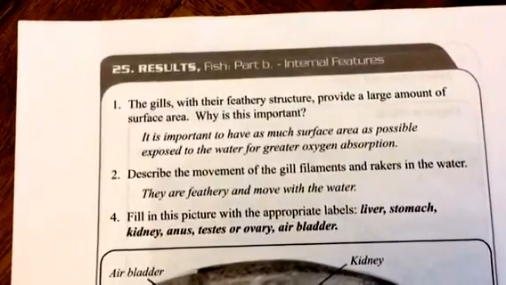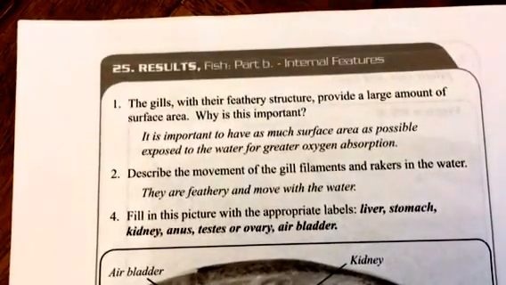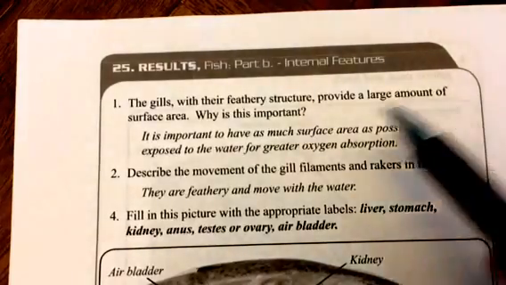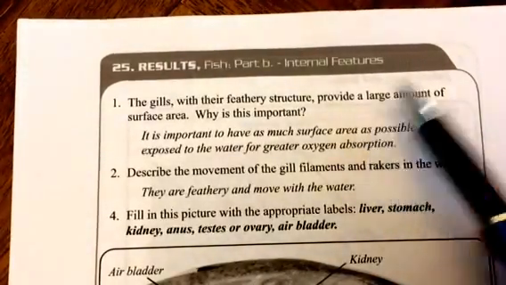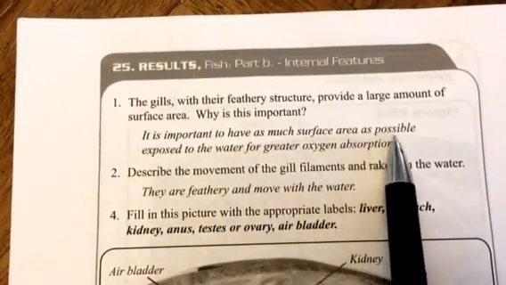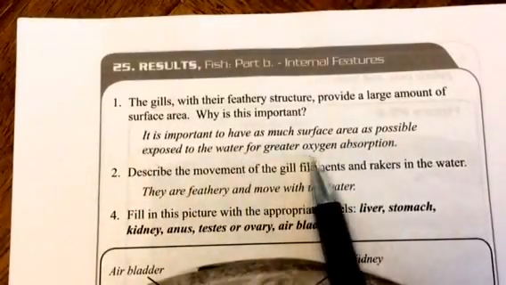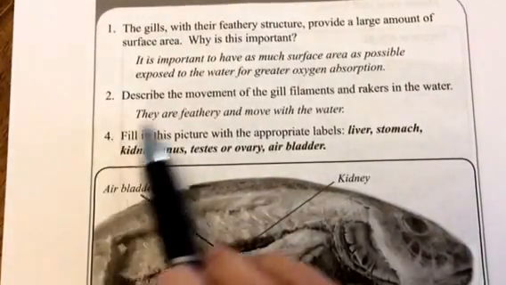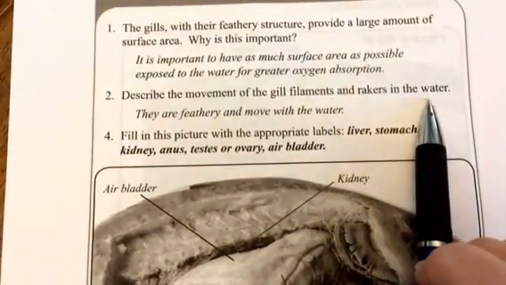Number 1. The gills and their feathery structures provide a large amount of surface area. Why is that important? Well, that's for greater oxygen absorption. It says it is important to have as much surface area as possible exposed to the water for greater oxygen absorption. Number 2. Describe the movement of the gill filaments and rakers in the water.